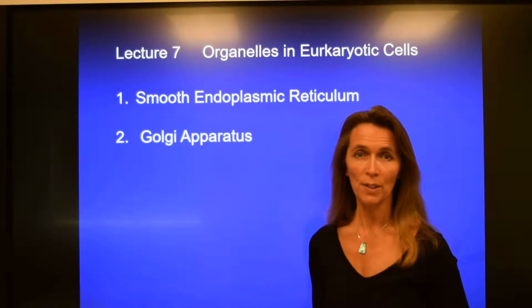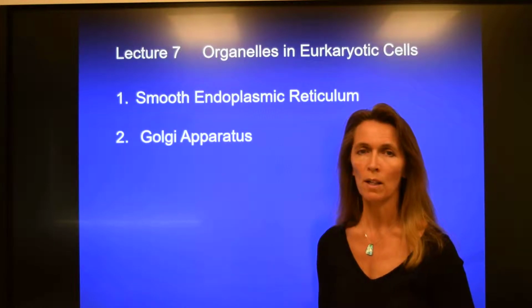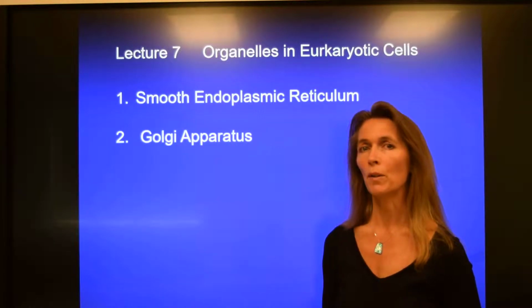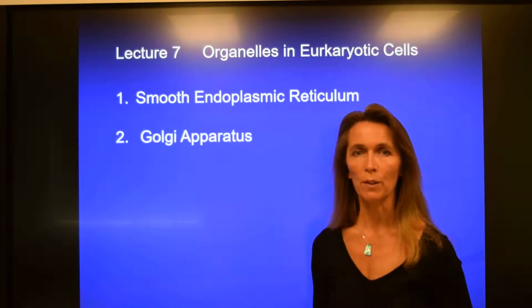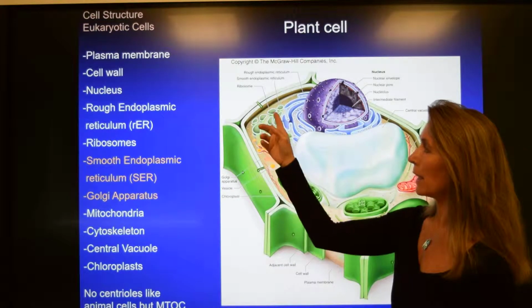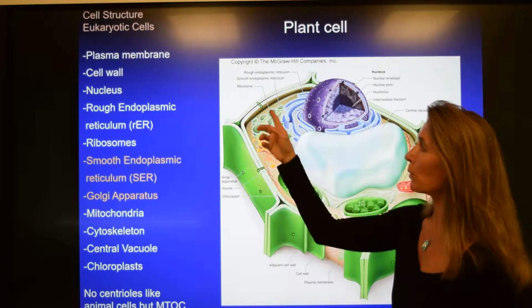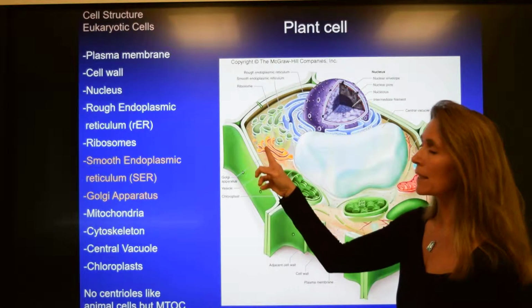Lecture 7 of our series, we continue with the organelles in eukaryotic organisms, and this time we will talk about the smooth endoplasmic reticulum and about the Golgi apparatus. So the smooth endoplasmic reticulum is this green membranous stack area here, and the Golgi apparatus is this yellow part here.